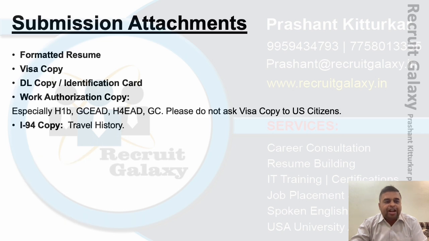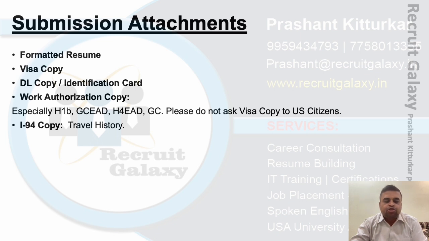After that, submission attachments. What submission attachments should you include whenever you submit to your manager? Number one is the formatted resume. Some clients like Capgemini need the resume in their format. Some, like BCBS or NFCU, have their own format. For these types of clients, you have to format the resume in the client's format and submit. Visa copy means work authorization copy, which you have to take from the candidate.